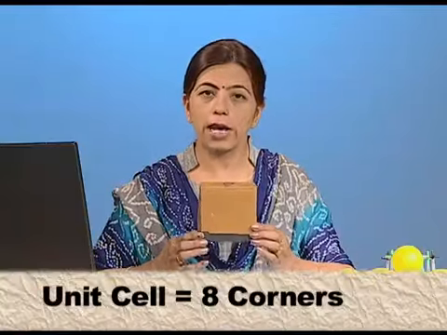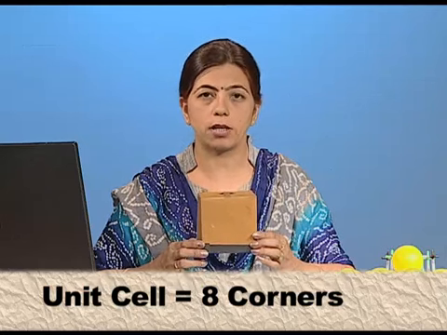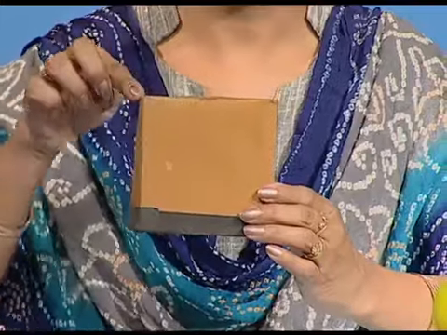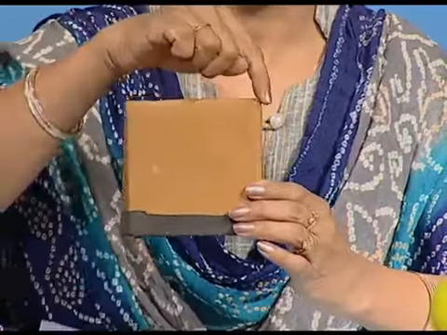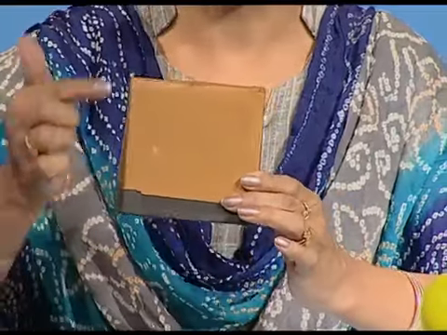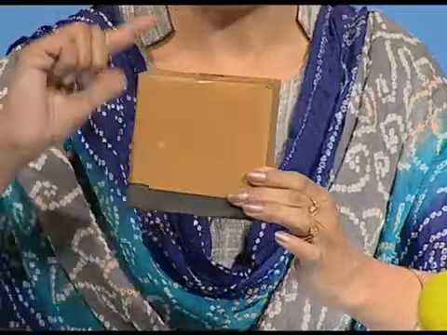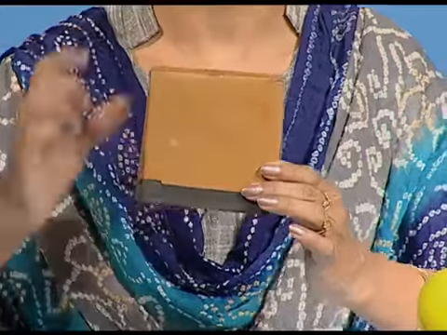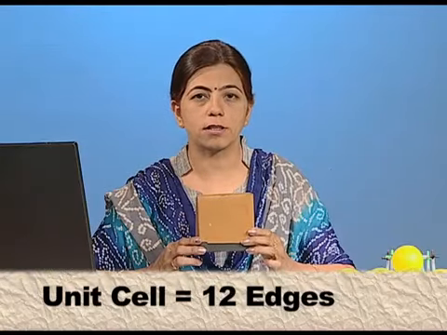There are 8 corners in a unit cell. Let's count the edges. 1, 2, 3, 4, 5, 6, 7, 8, 9, 10, 11 and 12. There are 12 edge lengths.